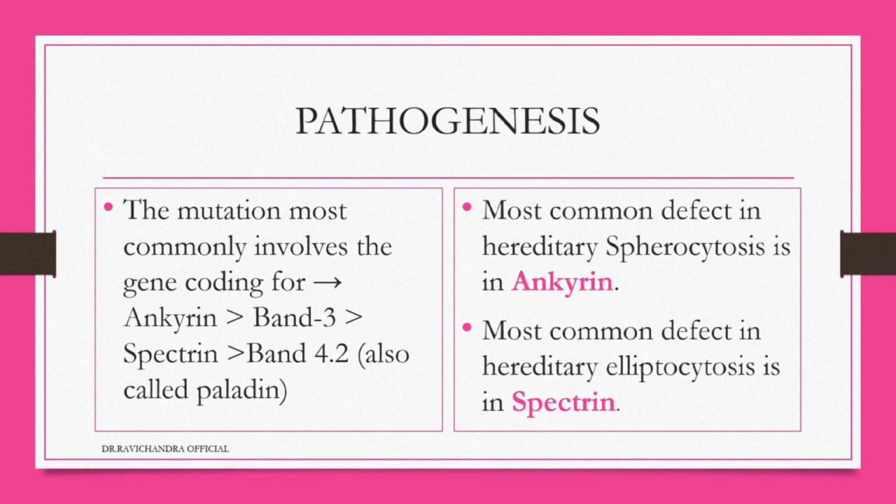So this can be asked in an MCQ or in a NEET exam, or in the viva they may ask you the most common defect in hereditary spherocytosis. The answer is ankyrin, and the most common defect in hereditary elliptocytosis is spectrin.